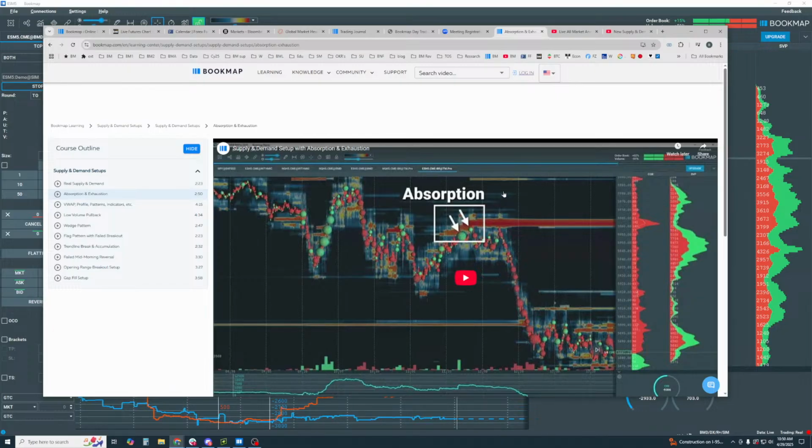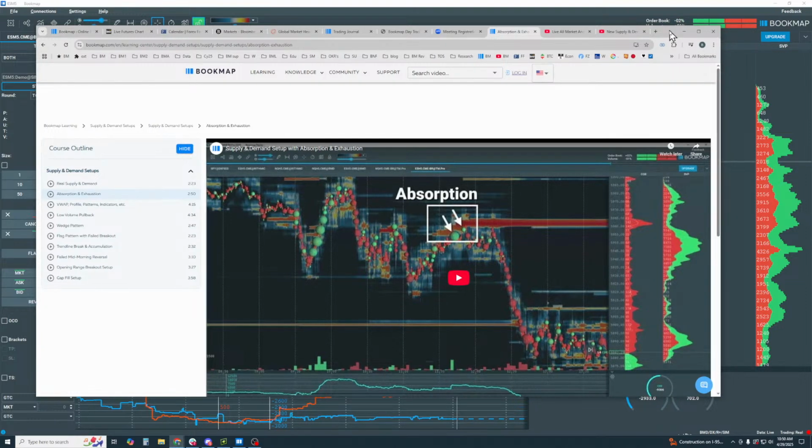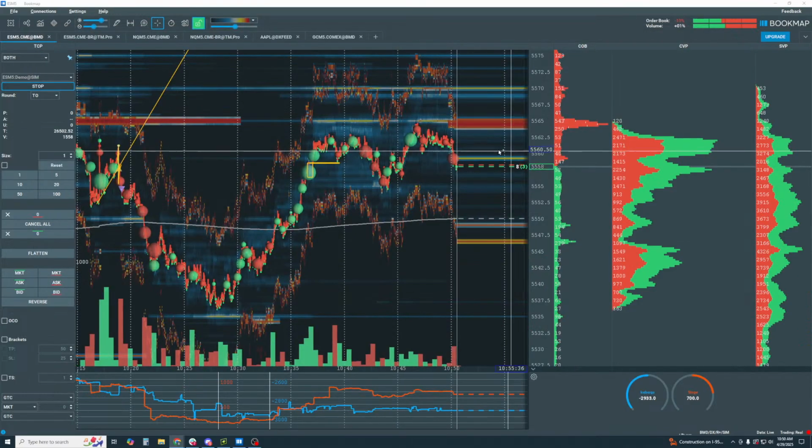Absorption on the first leg, exhaustion on the second leg. Okay, now it doesn't have to be a double top. It can also work for just any sort of retest, even like a head and shoulders pattern. Okay, just look for that absorption followed by exhaustion. All right.